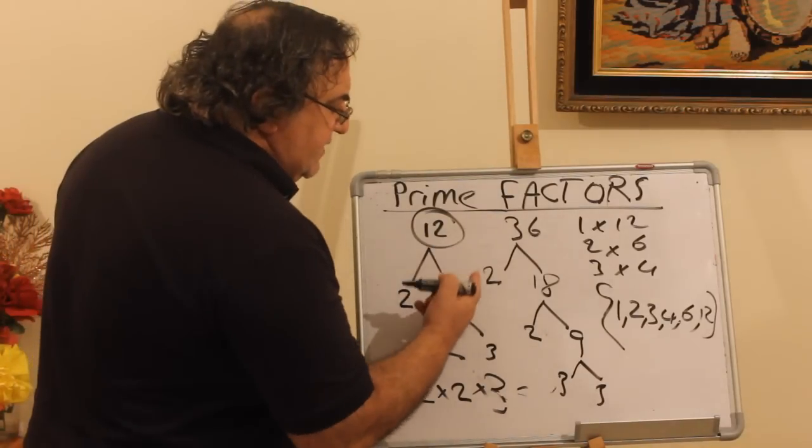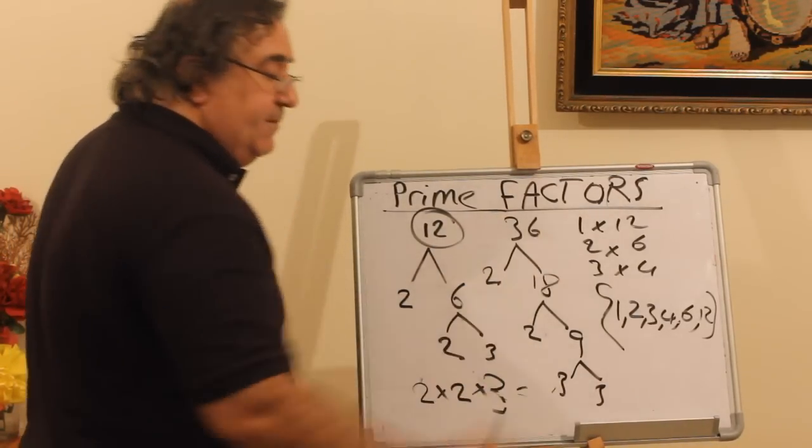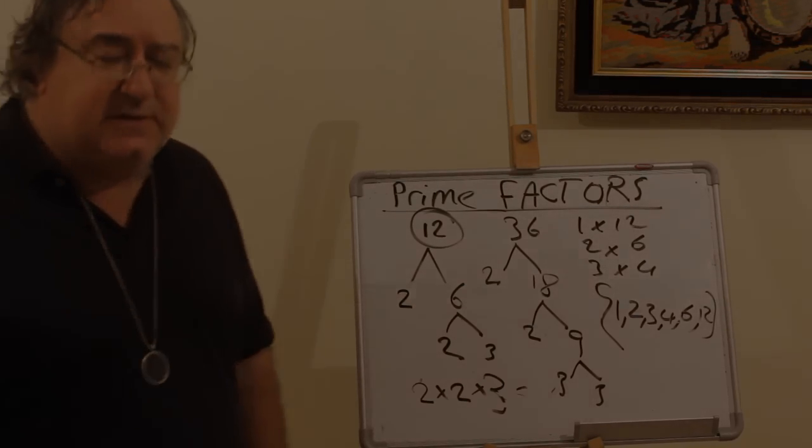So what are the factors of 36? 2 times 2 times 3 times 3, which is equal to 36. I hope it's clear.